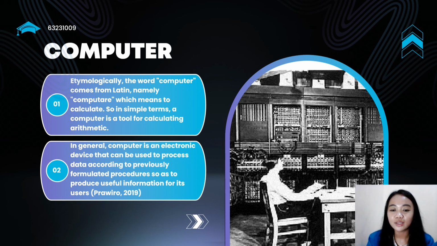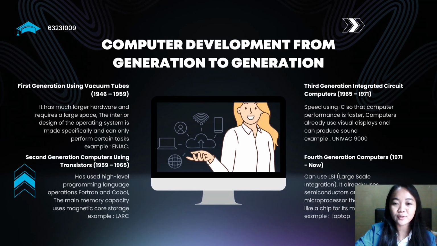Computers have evolved from generation to generation, from the first generation to the fifth generation. The first generation of computers used vacuum tubes. This first generation computer has large hardware and requires a large space. The interior design of the operating system is made specifically and can only perform certain tasks. ENIAC is one example of a first-generation computer.